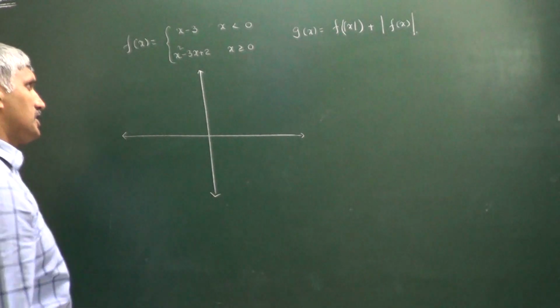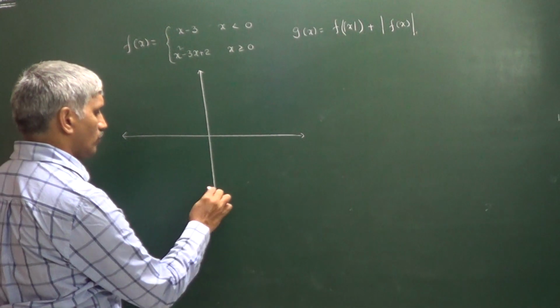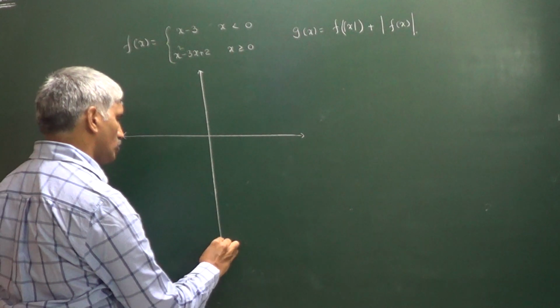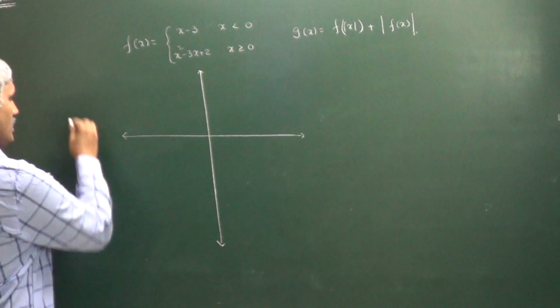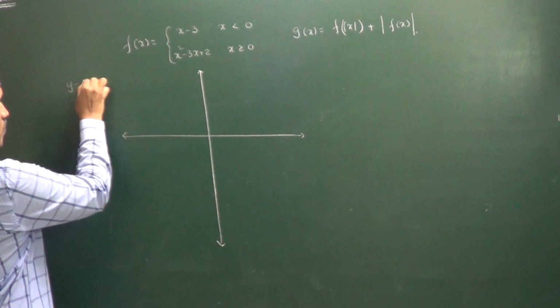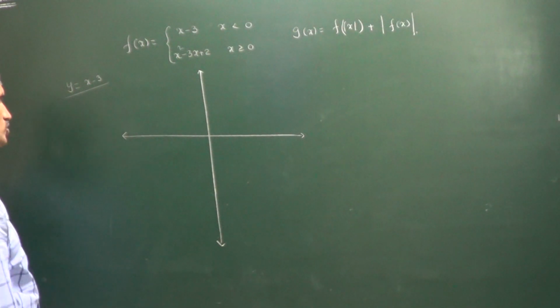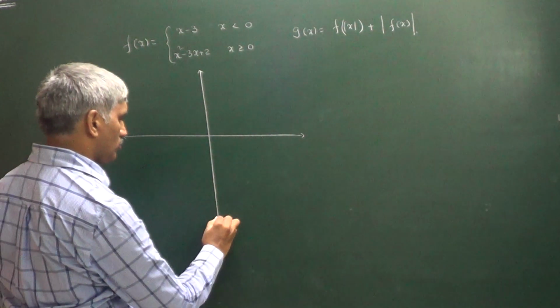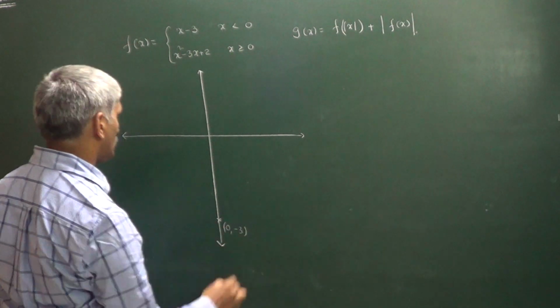So x minus 3, we have to draw the graph when x values are less than 0. When x values are less than 0, the graph is x minus 3, which is a line. You know how to draw the line y is equal to x minus 3. When x is equal to 0, you will get y is equal to minus 3. This is the point 0 comma minus 3.